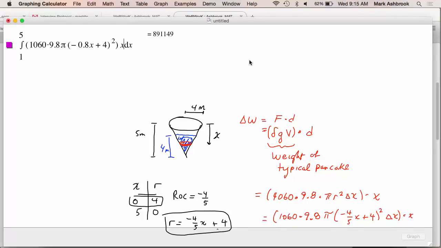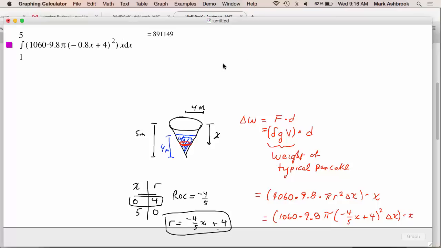Did I set that up right? Does that match what we did? I think it does. So what are the units here? Do we have everything in newtons and meters? So that should be joules. Newton meters is the same as joules. That's the amount of work.